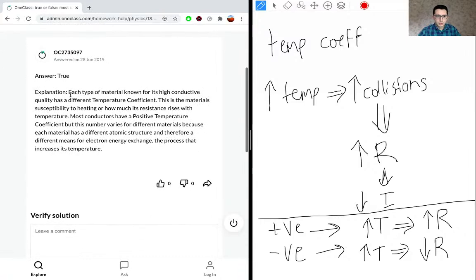So looking at the answer, each type of material known for its high conductive quality has a different temperature coefficient. This is how susceptible the material is to heating, or how much its resistance rises with temperature. It also outlines that most materials have a positive temperature coefficient, and this impacts the resistance of the material. So correct answer. Great job.